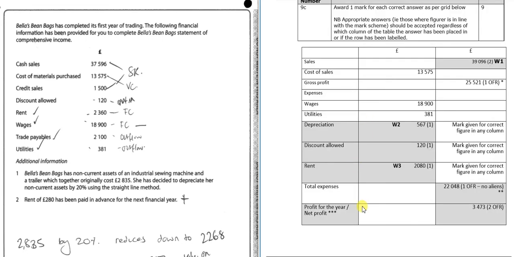Let's just check the mark scheme there. So we've got depreciation, fine, that's clearly an expense. We've got the discount allowed, and we've got the rent, okay? Then the total of those expenses being deducted from our gross profit, giving us our net profit or profit for the year.